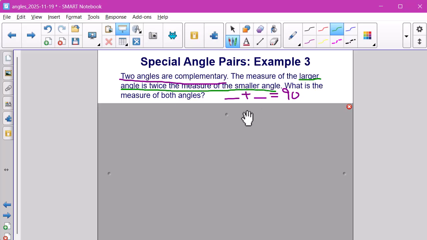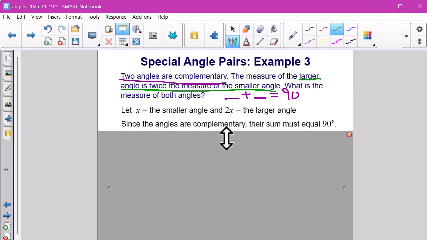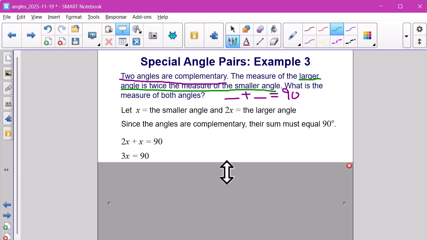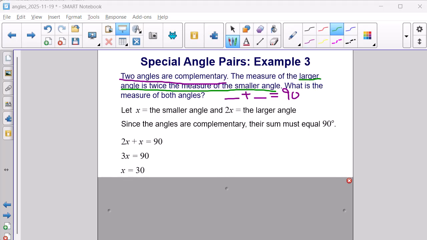We're also told that the measure of the larger angle is twice the measure of the smaller angle. So let's actually assign x to be the smaller angle and 2x to be the larger angle. We can then fill in the blanks of our equation. Since the angles are complementary, their sum is 90 degrees. So we have 2x plus x equals 90 degrees. We can combine our like terms to get 3x equals 90 and divide both sides by 3 to get that the x value is 30.